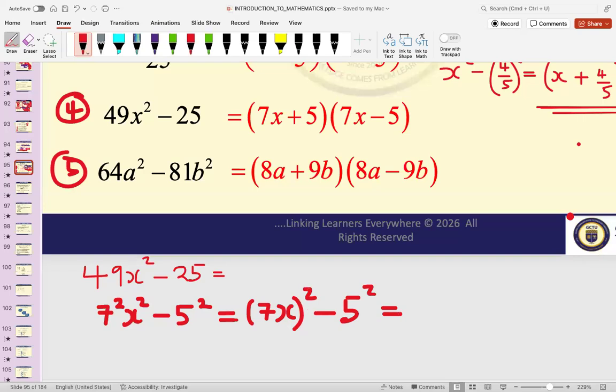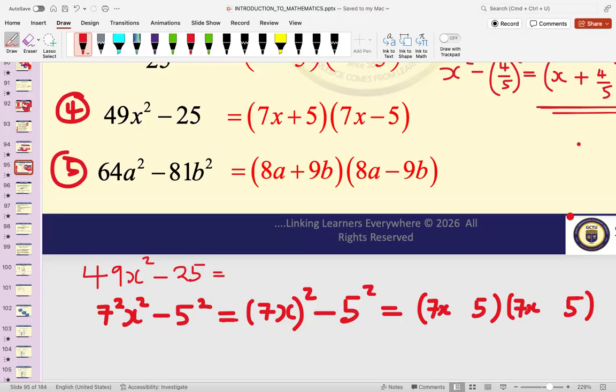Once we have settled on our square, it means we open our two brackets, bracket number 1, bracket number 2. The first term, 7x, write it 2 times. So I have my 7x here, and then I repeat the 7x here. Then 5, 2 times. I write my 5 here.